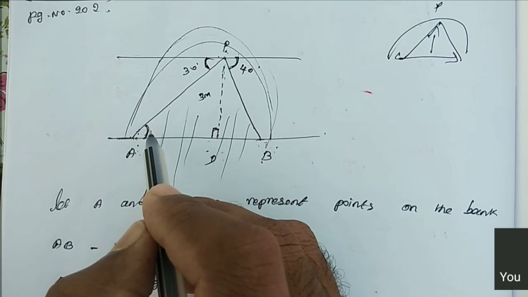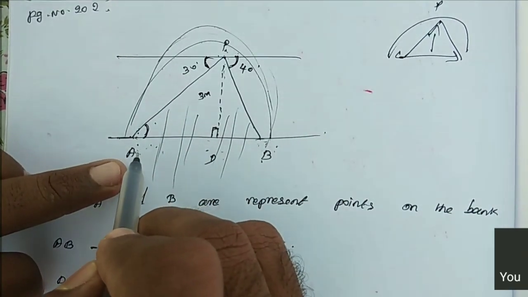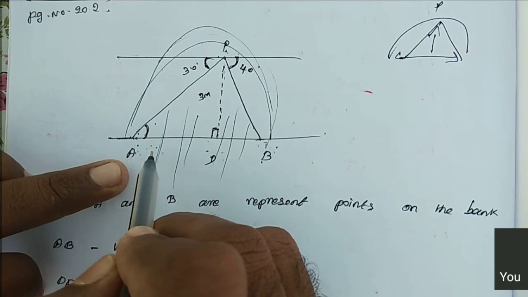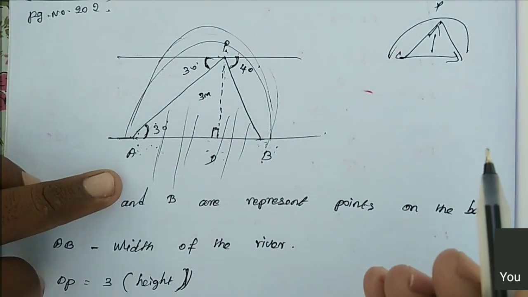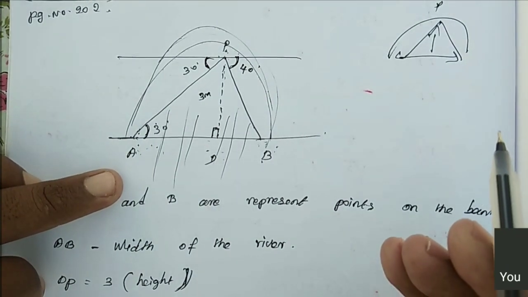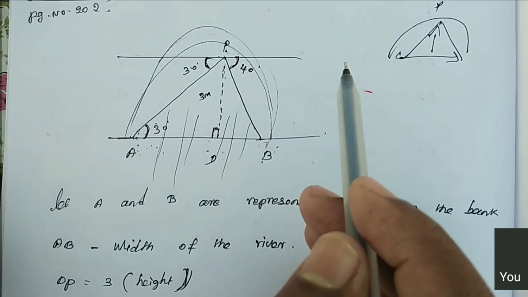I'm asking for angle A. What is the measure of the angle? Angle measure, 30 degrees. How is it 30 degrees? No, it's not opposite. Make it clear what it is.